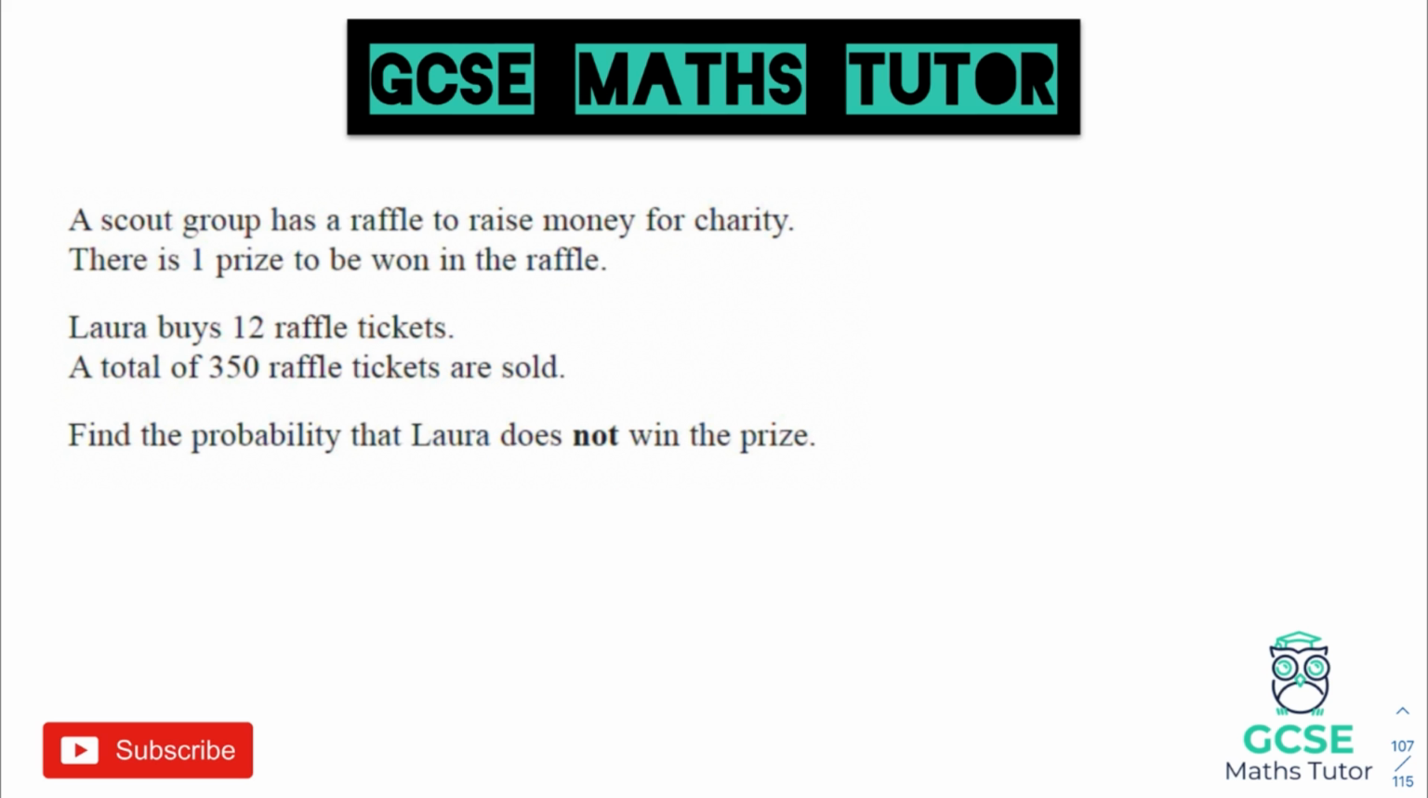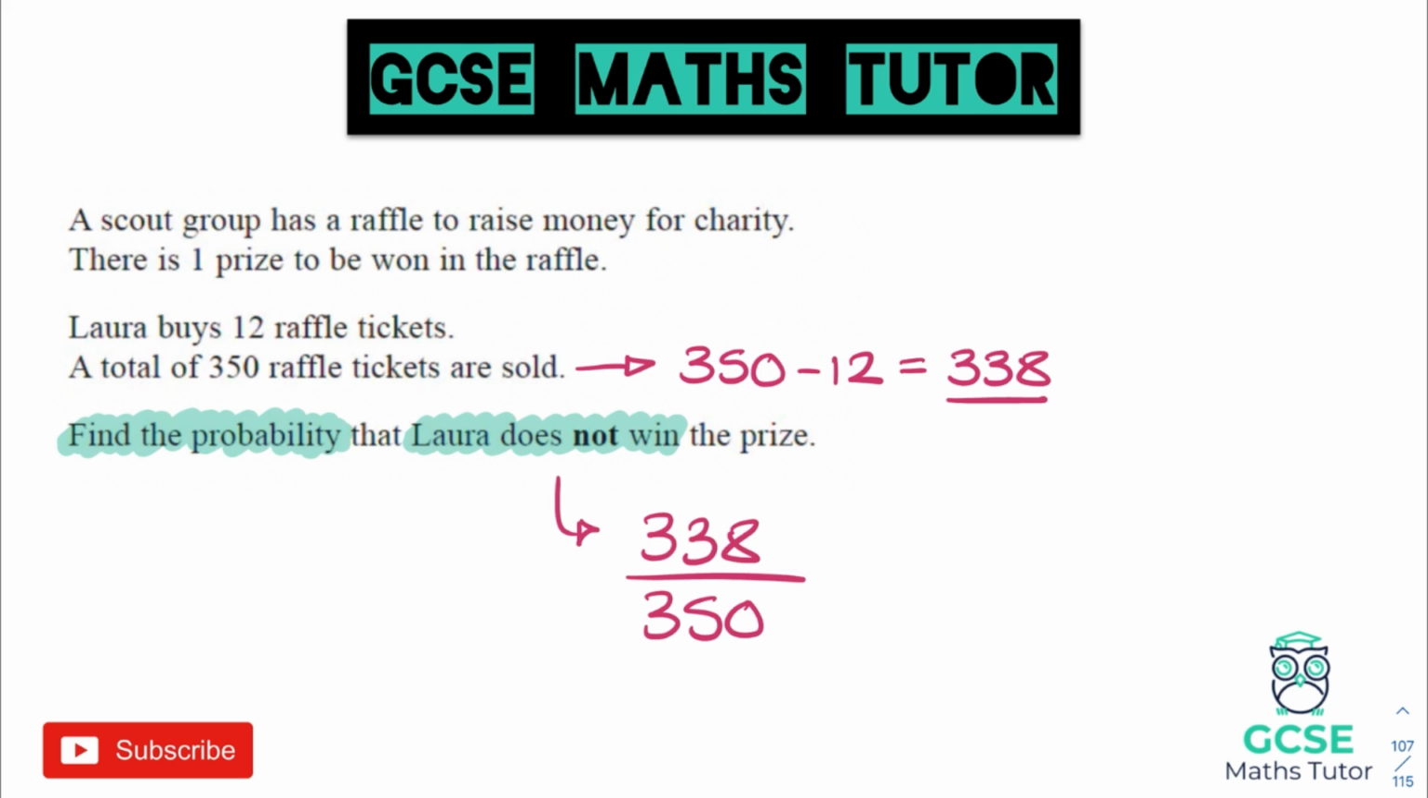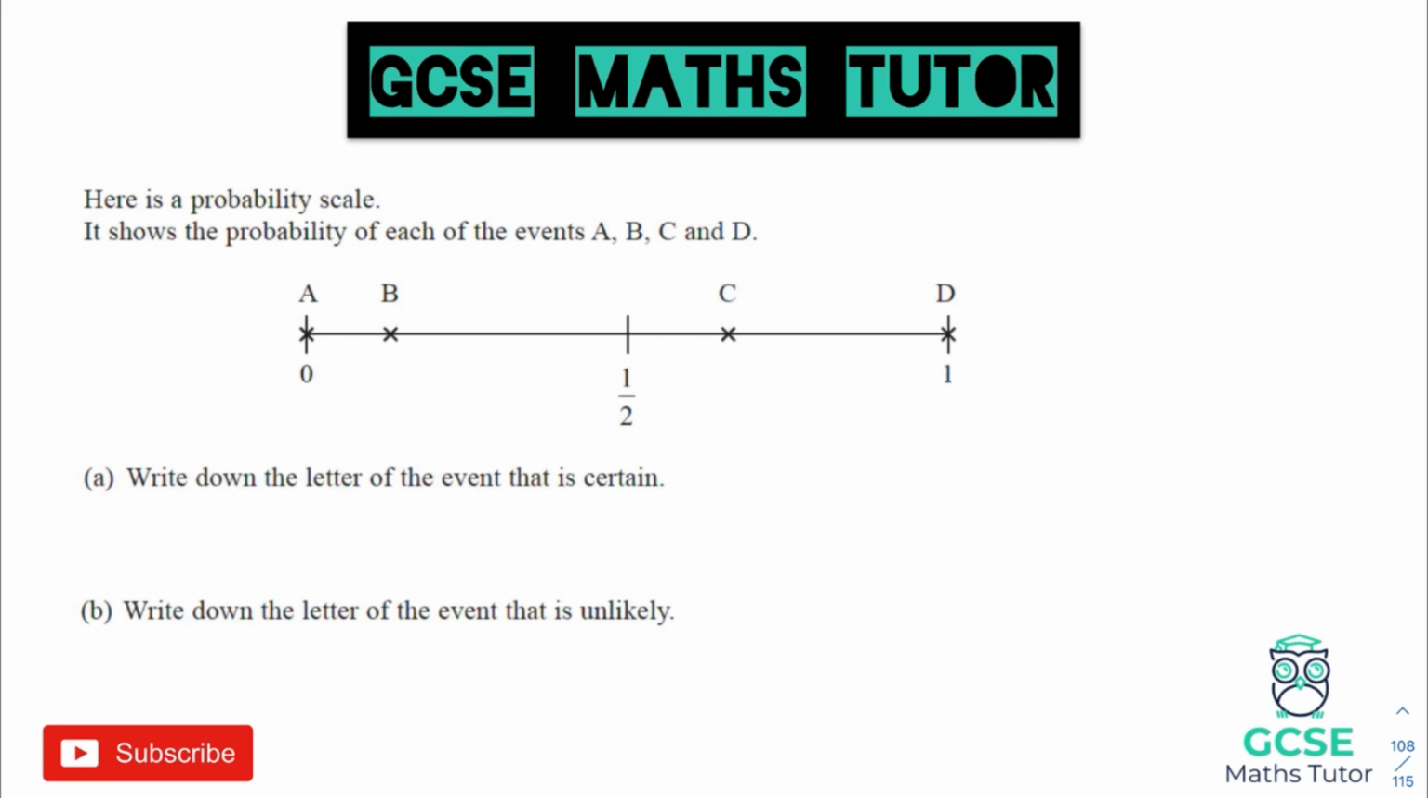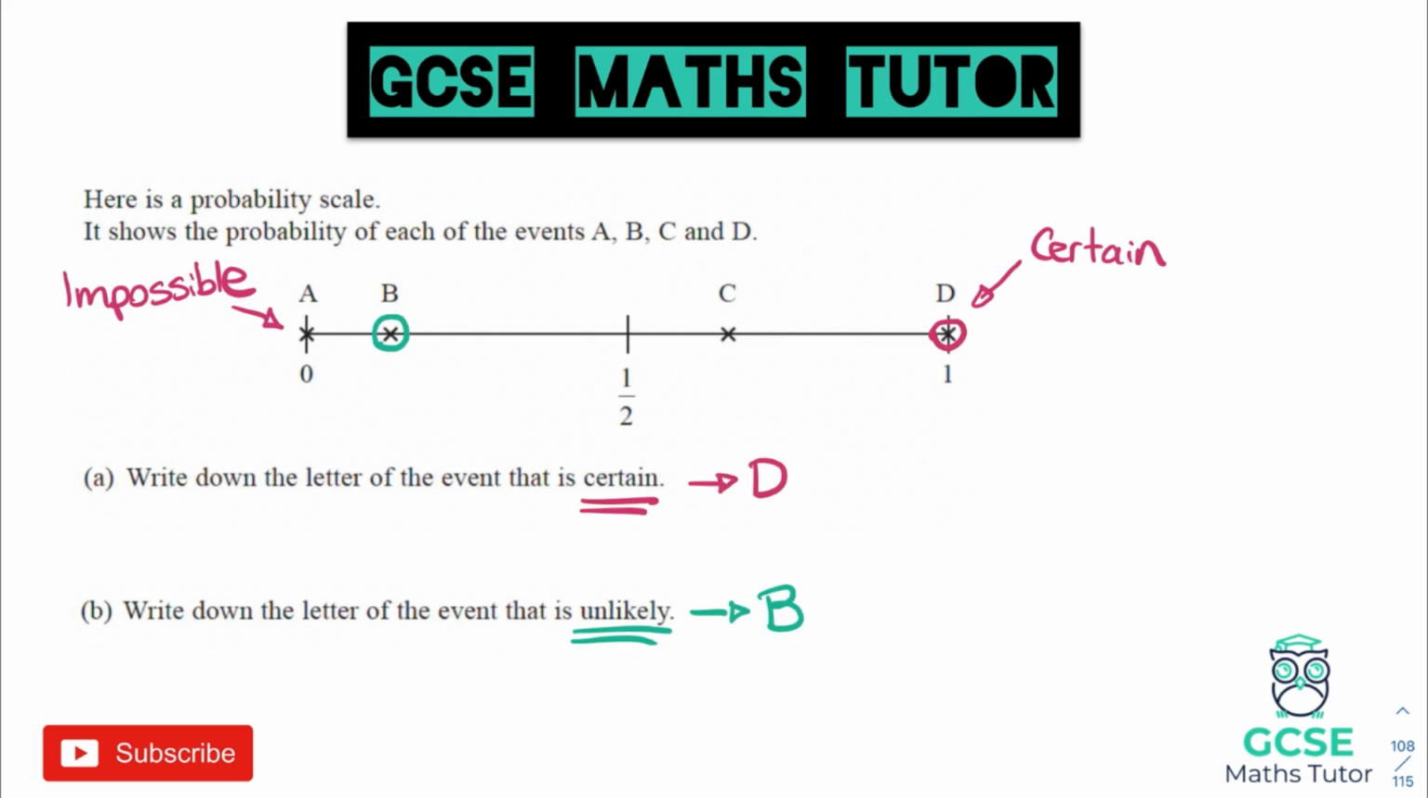When you are writing a probability, just make sure you read the question. Remember, we usually always try and write them as a fraction. Here it was about the probability of not winning a raffle, so we found how many raffle tickets she didn't buy and just put that over the total. And we don't need to simplify with probability. If you are asked to label a probability line or a probability scale, remember on the left is impossible at 0 and on the right at certain is 1. Closer to 0 you have events that are unlikely, closer to 1 you have events that are likely.